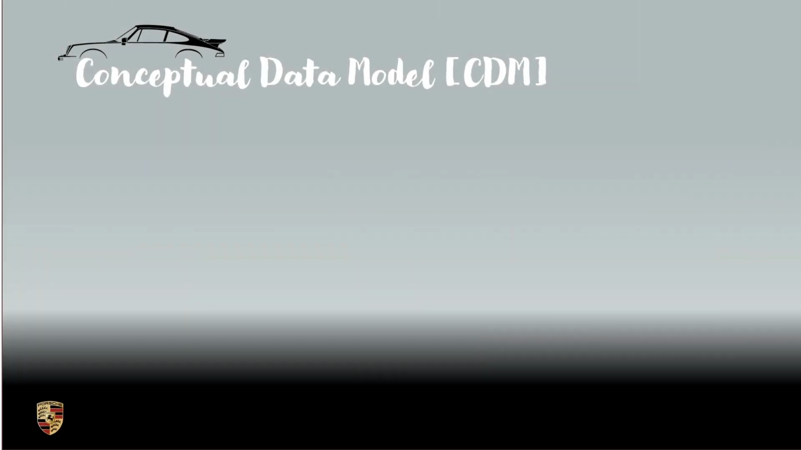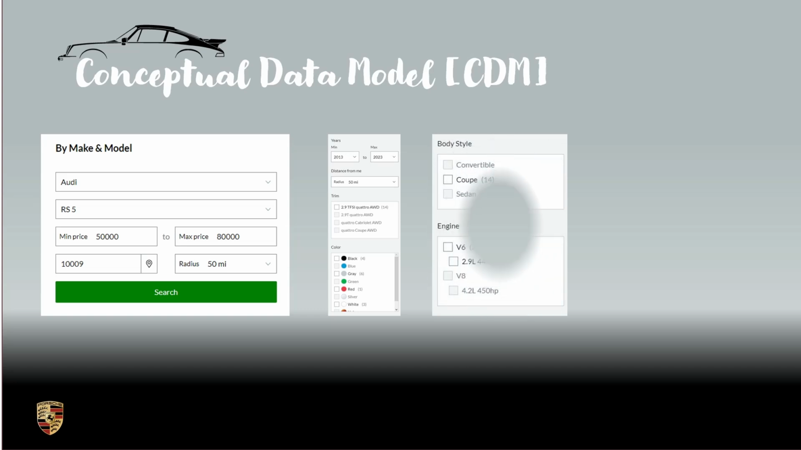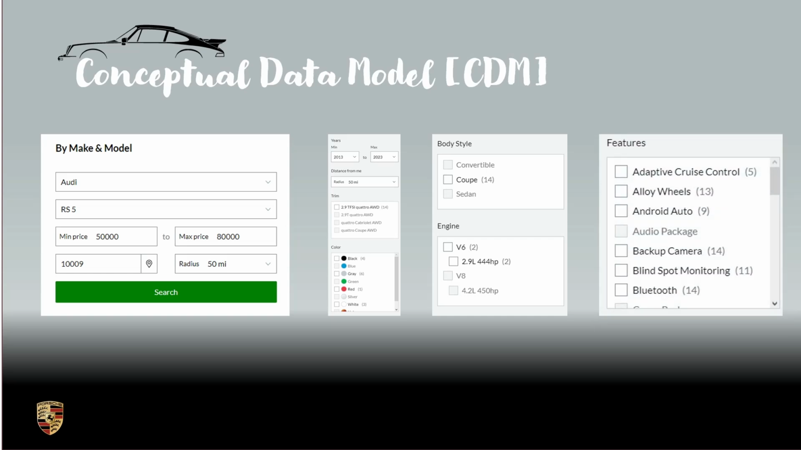Let's run through this as if it's a simulator. Let's say I'm a customer looking to buy an Audi RS5 with a minimum price of $50,000 and a max price of $80,000 from a zip code of 10009, and we hit search. As you can see, we have a bunch of filters that we could put, such as years, distance from me, the trim level, which also would include the engine type and the drivetrain. We have color, body style, engine, and features. These are all things that we turned into tables in our data model, based off of searches and filters.